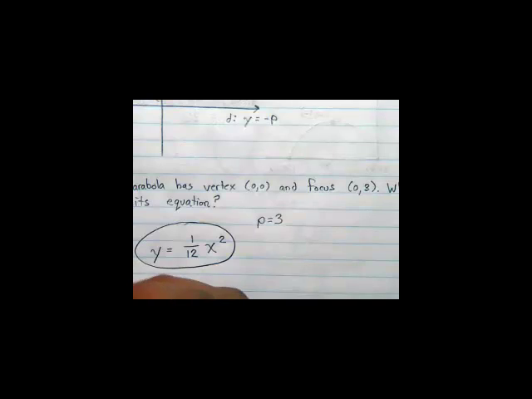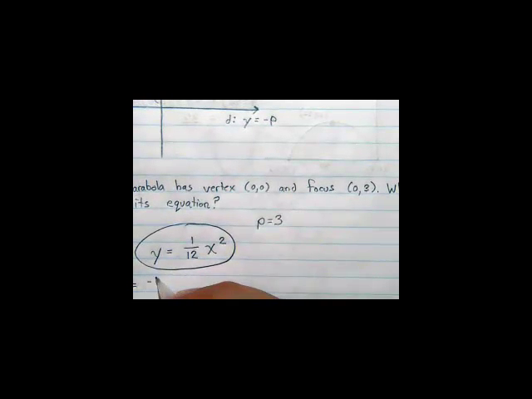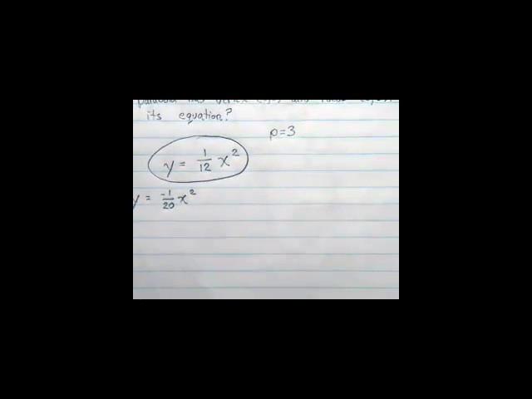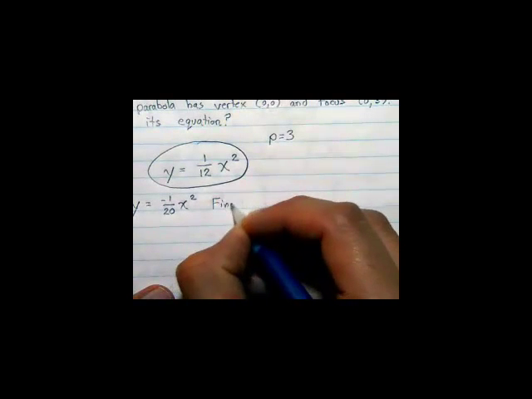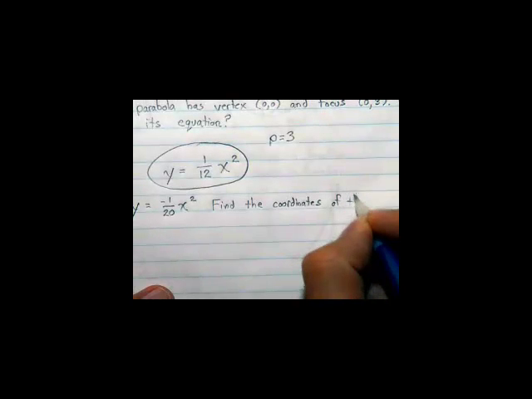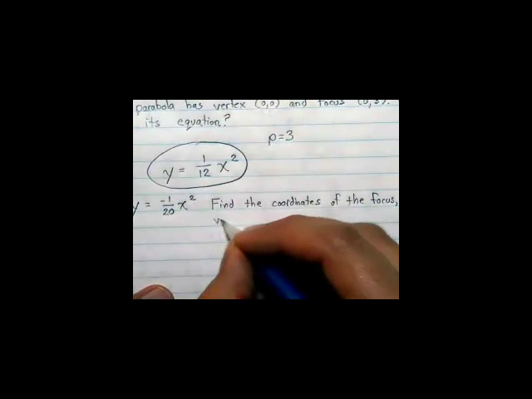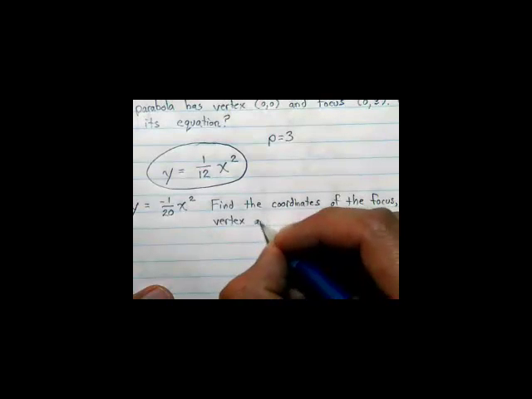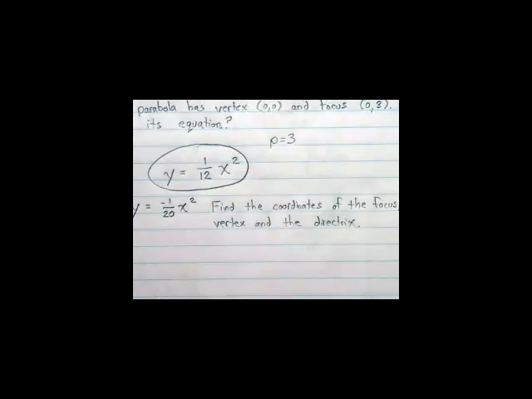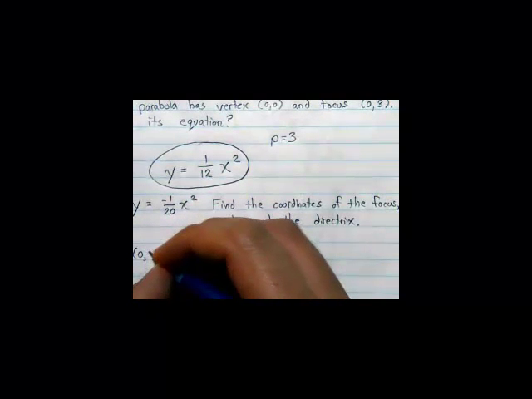Let's say our equation of this parabola is -1/20 x squared. What direction is this opening? Down. Okay, remember that. So find the coordinates of the focus and vertex, and also the directrix. Start with the easy one. Where's the vertex? 0, 0. Okay, easy enough, so we got that.